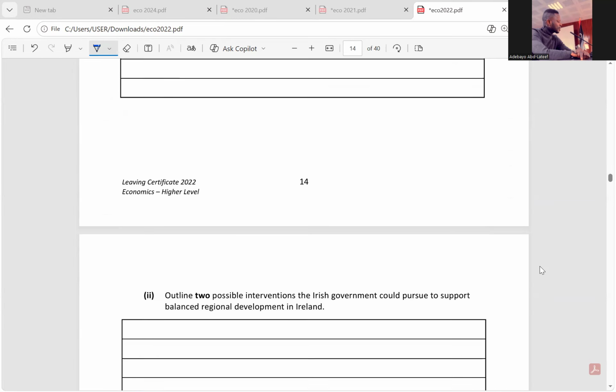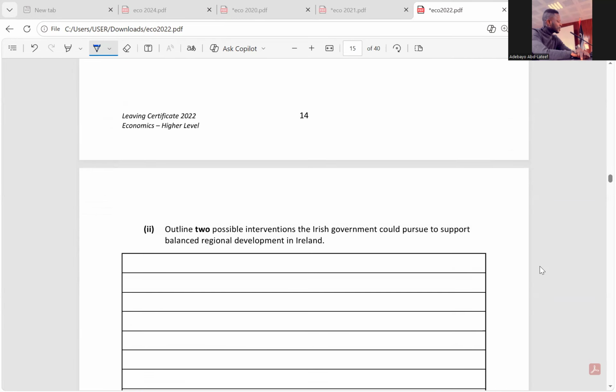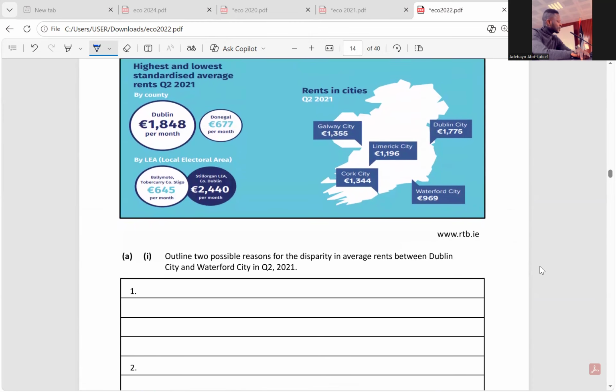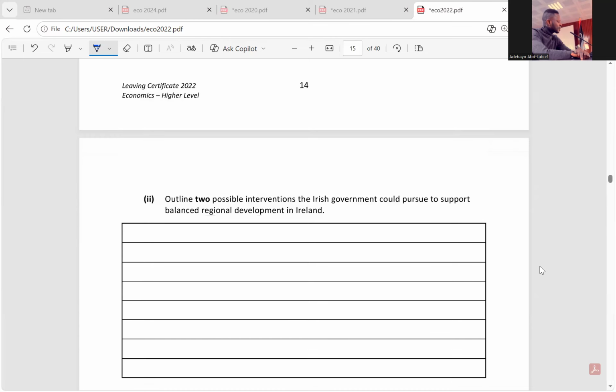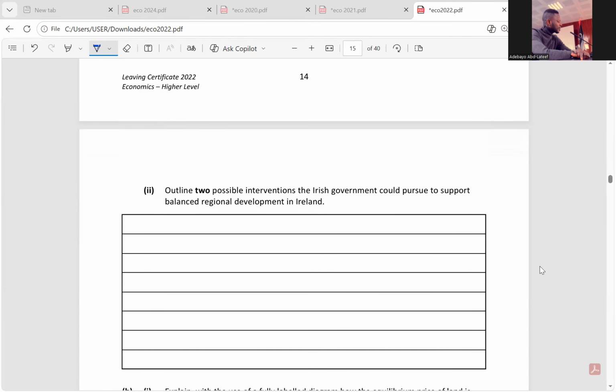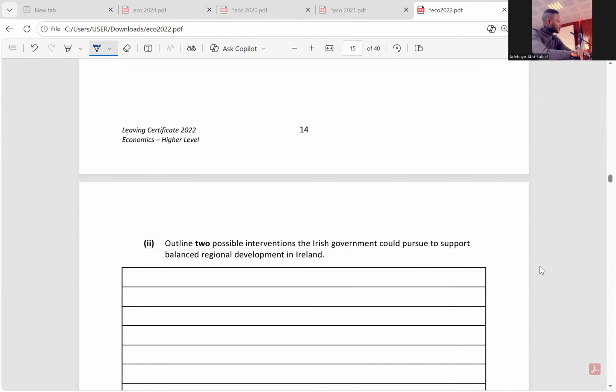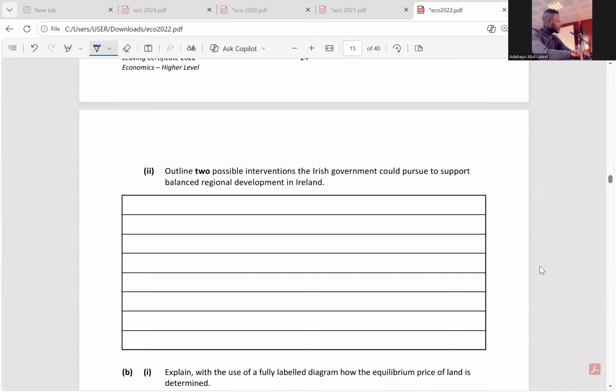Open please. Question 11A, Roman figure 2. Outline two possible interventions the Irish government could pursue to support balanced regional development. Balanced regional development means what you are doing for the cities, you have to do for the rural areas too. So one is tax breaks.